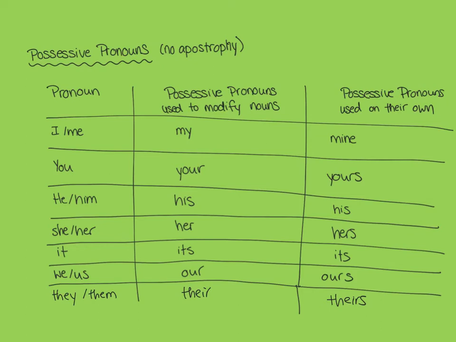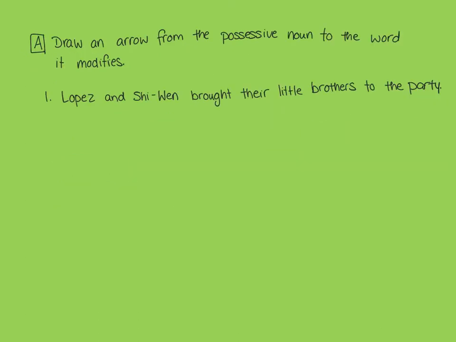The arrow question, question A, asks you to draw an arrow from the possessive pronoun to the word that it modifies. So if we look at the first sentence, Lopez and Shiwen brought their little brothers to the party. So if you look at your list of possessive pronouns, there is the only example we have in this sentence. So this is where our arrow is going to start.